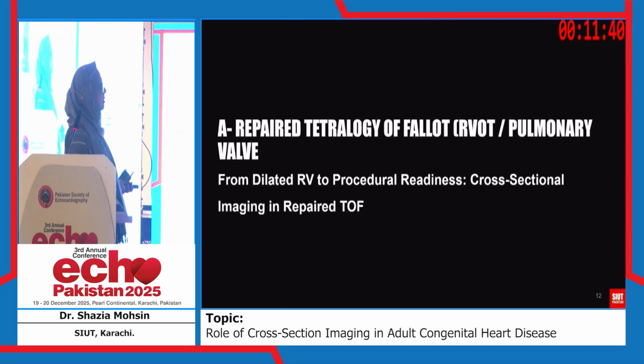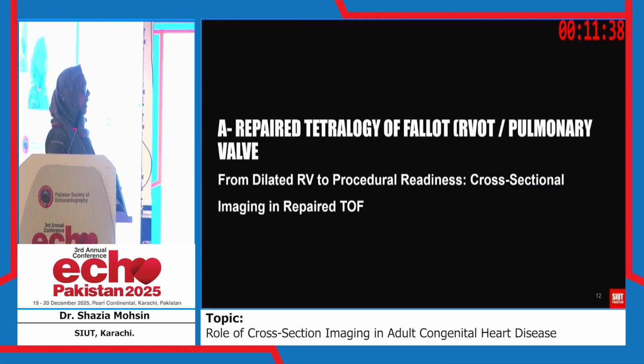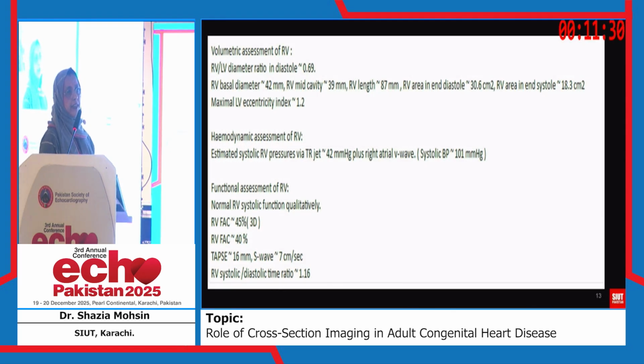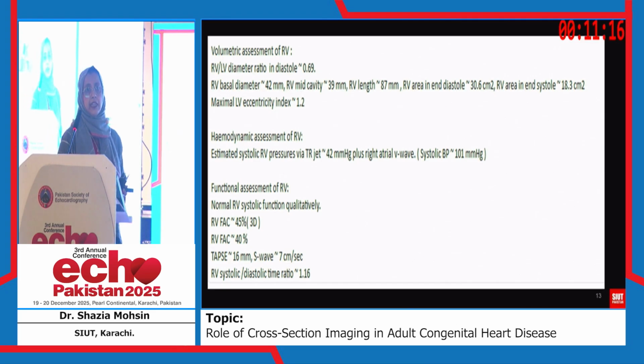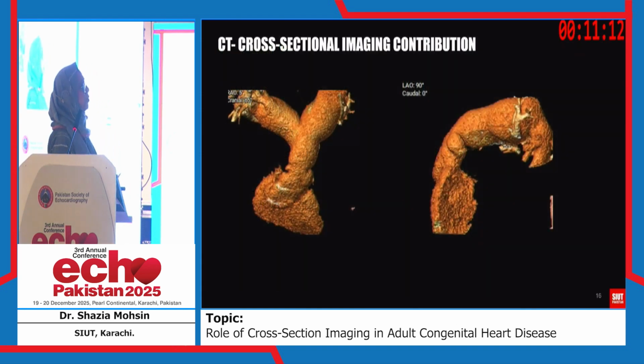treatment for those cases. So case number 1, from dilated RV to procedural readiness, cross-sectional imaging in a repaired TOF. This is a 26-year-old who had a dilated RV. He also had a CMR done, and he was a candidate for pulmonic valve replacement. But he also had severe mitral regurgitation with LV dysfunction, so he was a very high-risk candidate for surgery. So we planned to do the percutaneous pulmonic valve replacement, Harmony, for which we did the CT.